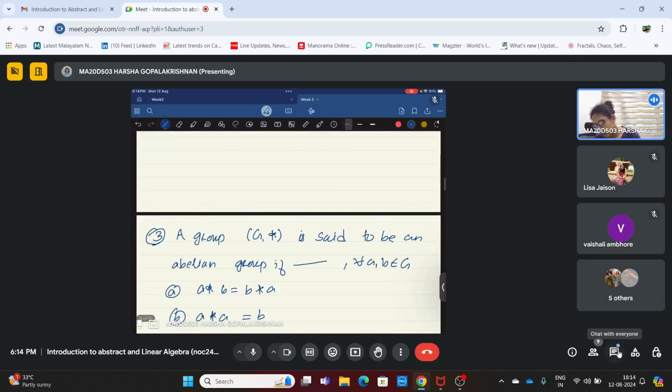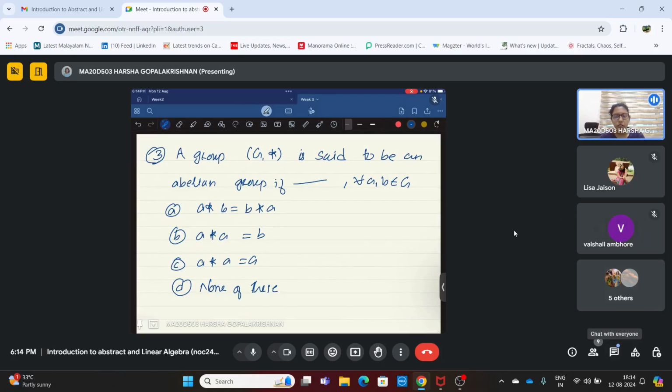Yeah, option C. Okay, now we will go to the third question. It's a very easy question. It's just a definition. You can answer it very quickly. A group is said to be an abelian group if which condition is satisfied?